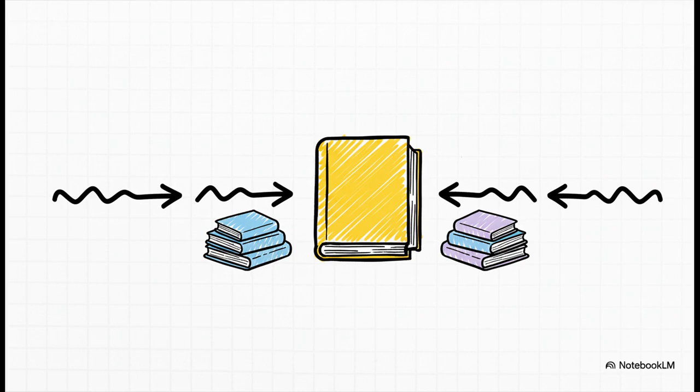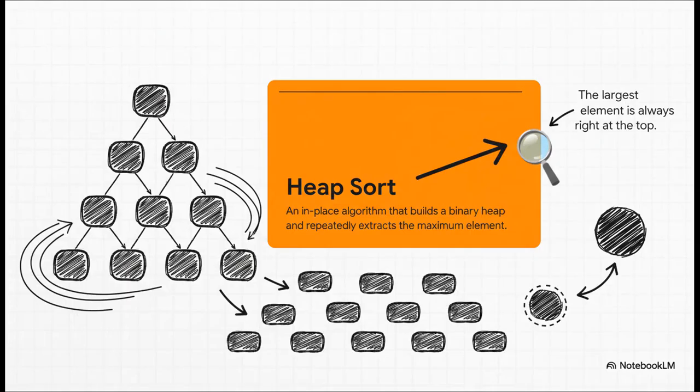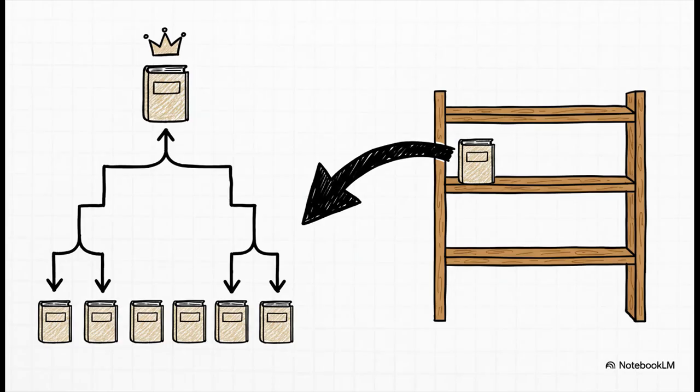And our final contender, heap sort, brings a completely unique strategy to the fight. It starts by organizing the entire list into this special tree-like structure called a max heap. Now, in a max heap, there's one simple rule: every parent has to be larger than its children. And this one rule brilliantly guarantees that the biggest, baddest element in the entire list is always sitting right there at the top.